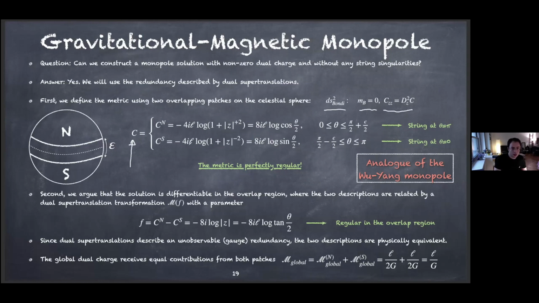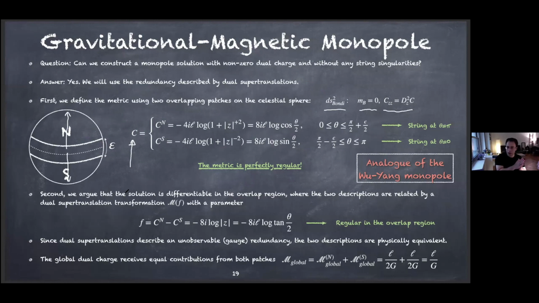On the north patch, I will take the boundary graviton to be equal to C_n, that, as I explained in the previous slide, describes a string pointing in the negative direction. And in the south patch, I will take the metric to describe a semi-infinite string that points in the positive direction. In such a way, the metric is perfectly regular everywhere, because in each one of the patches, the metric is regular.